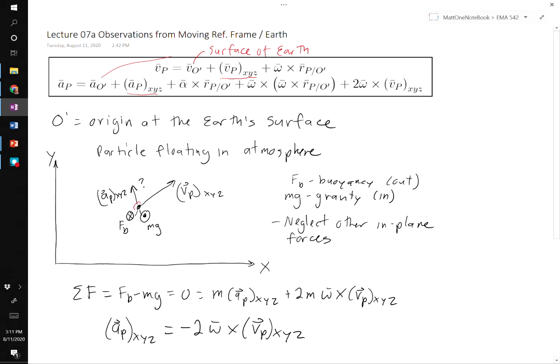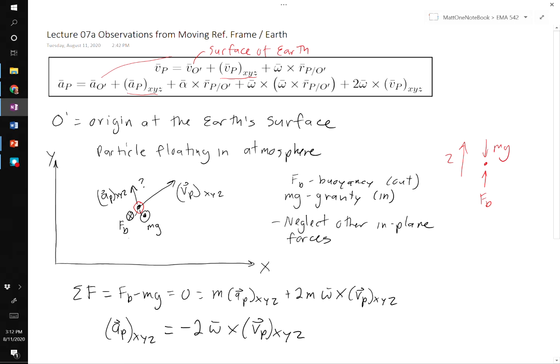So imagine we have some little particle here, and let's say it's a really light particle, so that if we were to look from in the z-axis, we would see that particle, and we'd see some buoyant force, and we'd see gravity pushing it down, and those two are canceling each other.